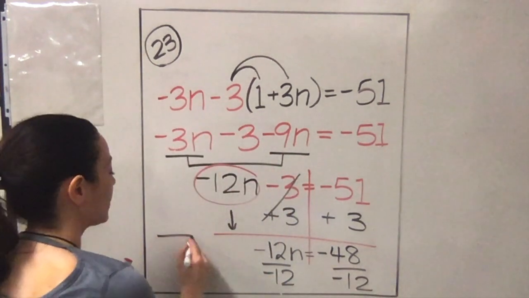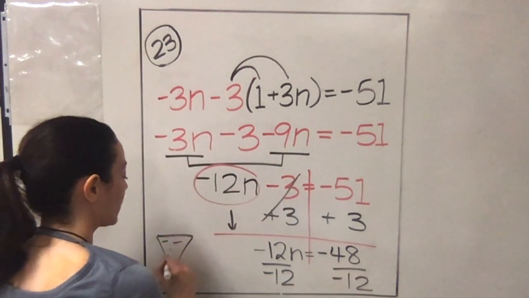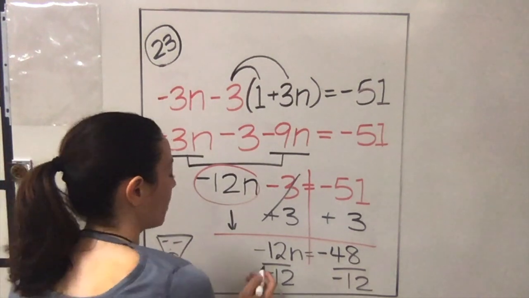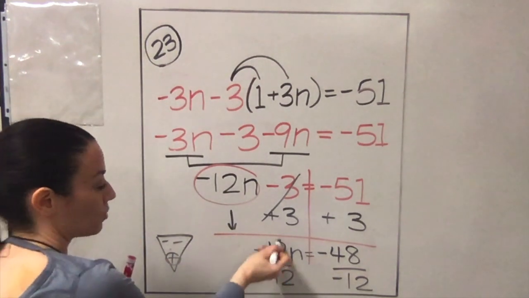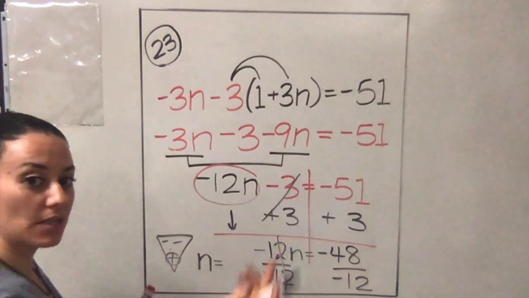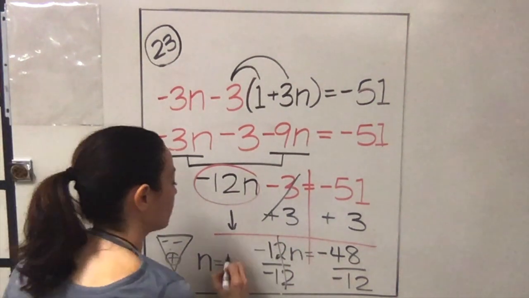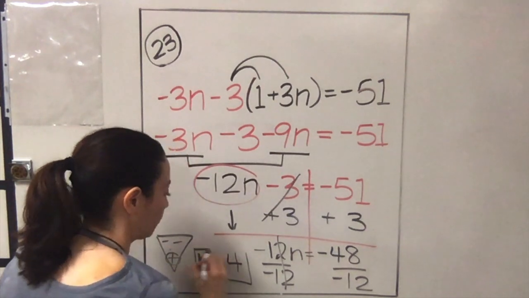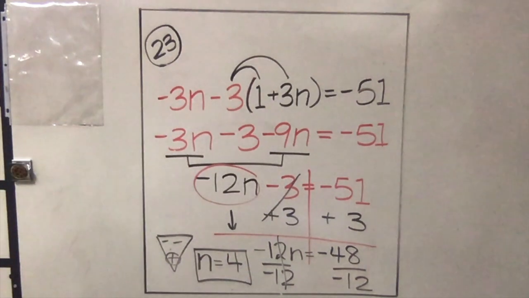And remember, negative divided by a negative is positive. So negative 12 divided by negative 12 is 1. n equals what? What's negative 48 divided by 12? It's positive 4. Very good.